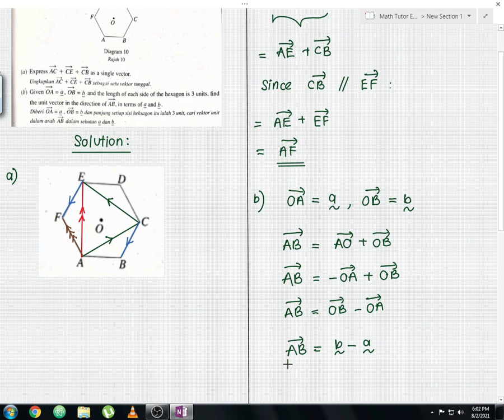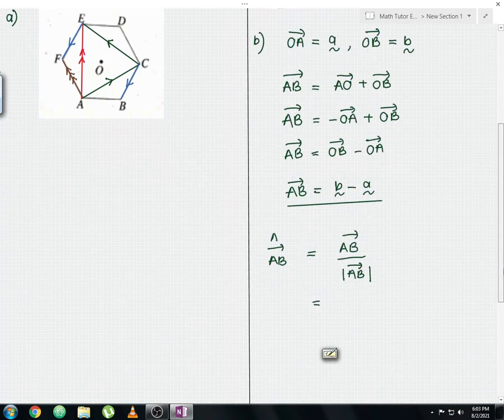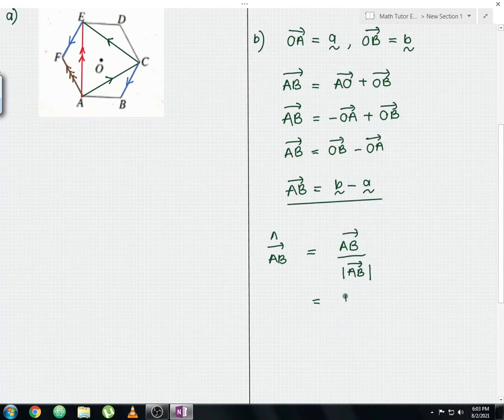Okay, so I hope you understand the working that I've shown to you up until now. So the next step what we're going to do is we need to find the unit vector of vector AB. So this is the symbol of unit vector AB. It is given that for the unit vector of AB, we can use this formula where you divide vector AB by the magnitude of vector AB. Vector AB we have already found is component B minus component A, and then you divide by the magnitude of vector AB.